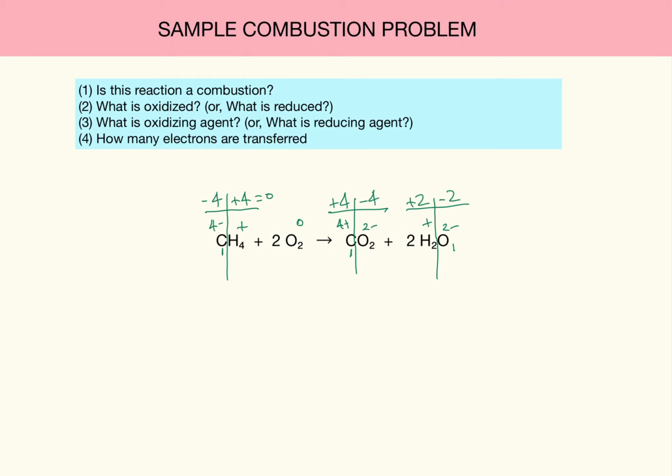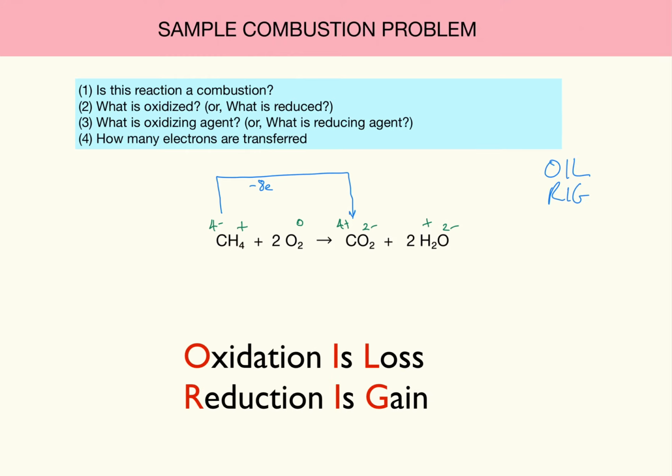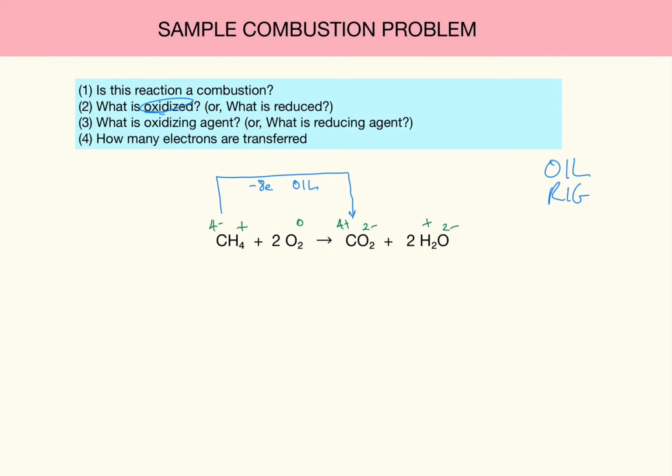So let's clean this up a bit and figure out what was oxidized and what was reduced. Carbon went from -4 to positive 4. So it must have lost 8 electrons. If it gains in positive charge, it must have lost negative charge. So oxidation is loss. Remember, oxidation is loss, reduction is gain. So we know that carbon was oxidized. So what was oxidized? That's the answer. If that were the question on a test, by the way, you would just stop here. You wouldn't do what I'm going to show you next.